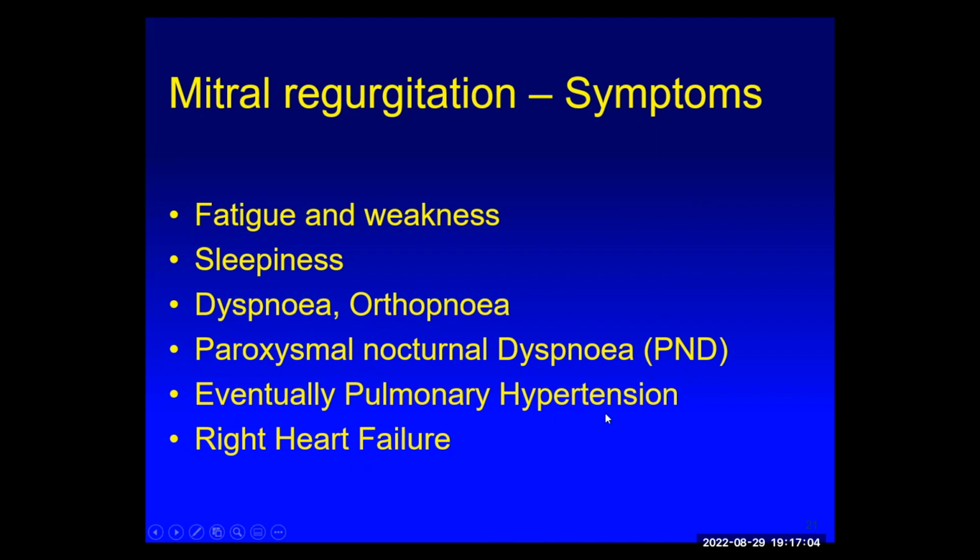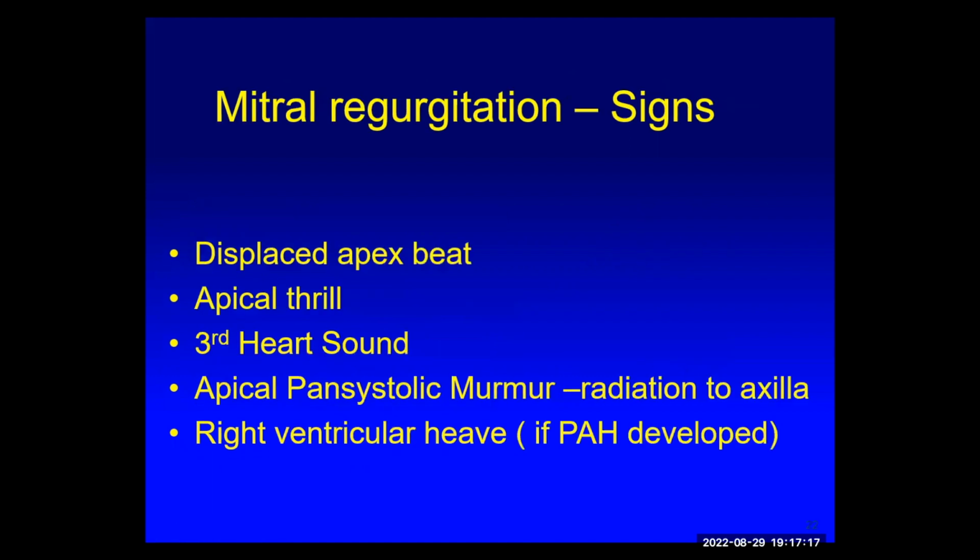Eventually, if the situation stays for a long time, you start developing pulmonary hypertension and you have symptoms of right heart failure with peripheral edemas and so forth. If you examine for mitral regurgitation, the sign you have is a displaced apex beat, and that's because the ventricle becomes bigger. The more the valve starts to leak, the more the ventricle has to distend to fill to counteract for the lost part of the stroke volume that goes the wrong way.